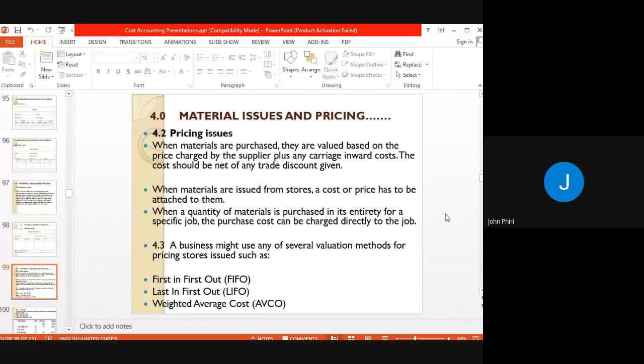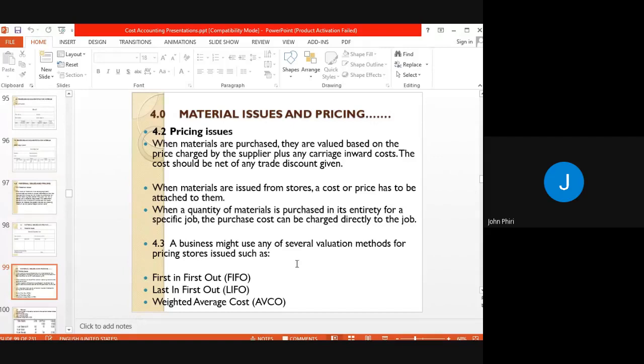We're saying that a business might use any of several valuation methods for pricing stores issued, such as this: first in, first out; last in, first out. First in, first out is called FIFO. Last in, first out is called LIFO. Then weighted average cost is called AVCO. It's just average cost. Sometimes you use a simple average, but sometimes you must use weighted average cost. Now, these are the things we need to discuss more. What are they?